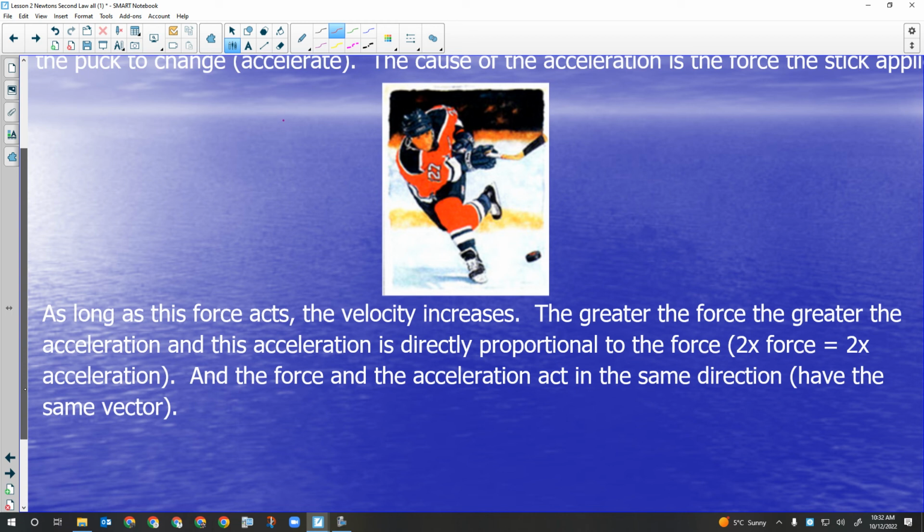And they obviously act in the same direction. So whatever direction the net force is in, that is the direction of the acceleration. It is not possible for something to accelerate in a different direction than the net force is acting. If there's multiple forces, that's fine. But whatever their vector sum is, that's the direction of the acceleration.